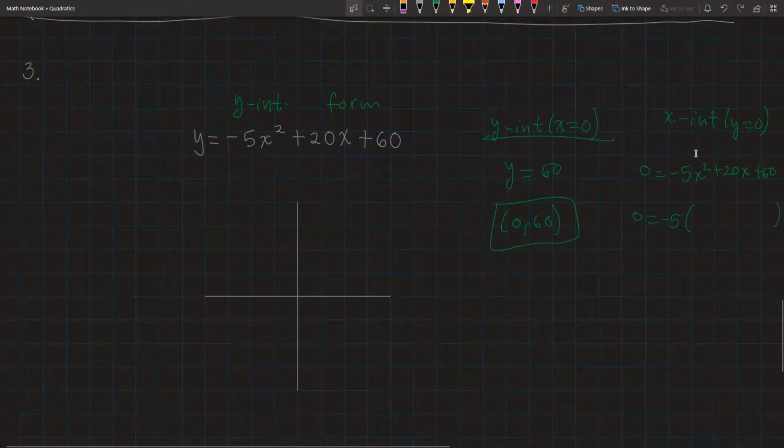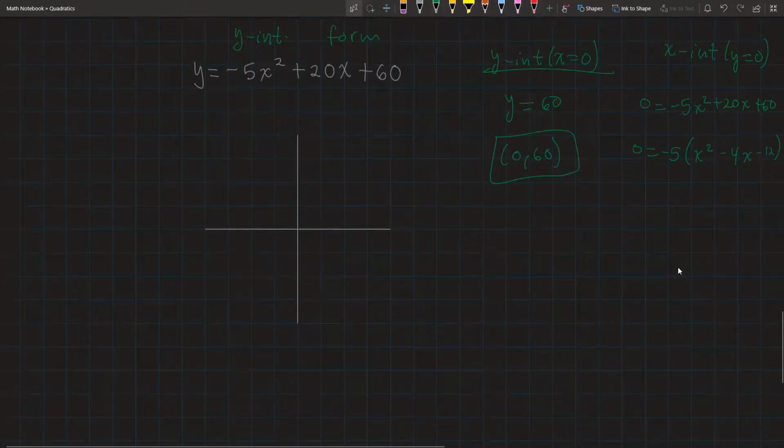So I like to think about it like this. What's negative 5x squared divided by negative 5? It is positive x squared. What's positive 20x divided by negative 5? It's negative 4x. And what's positive 60 divided by negative 5? It's negative 12.